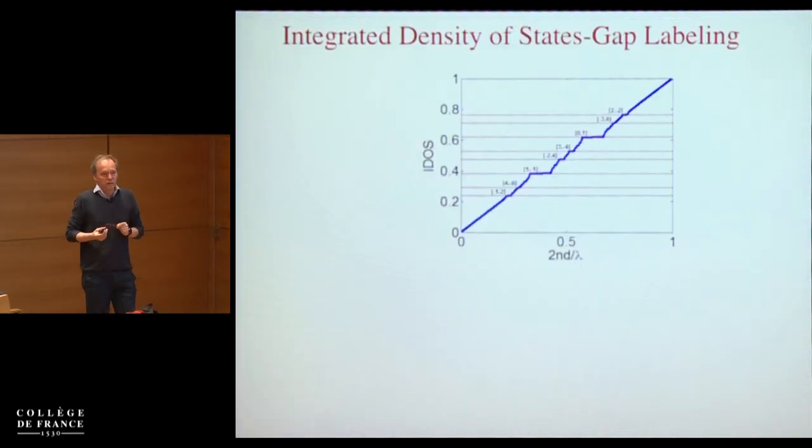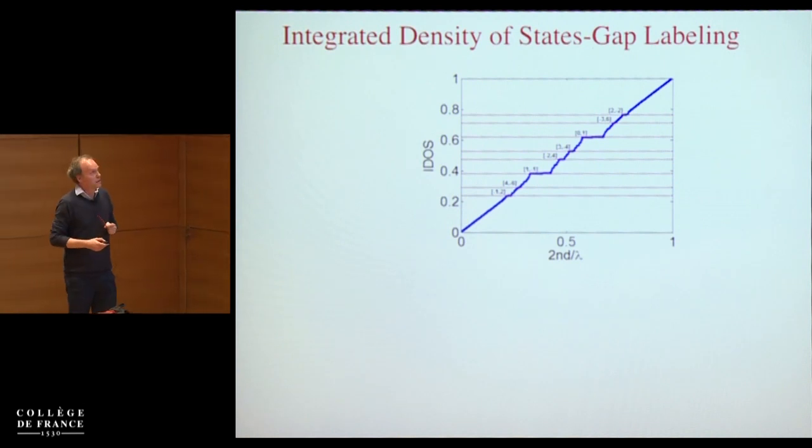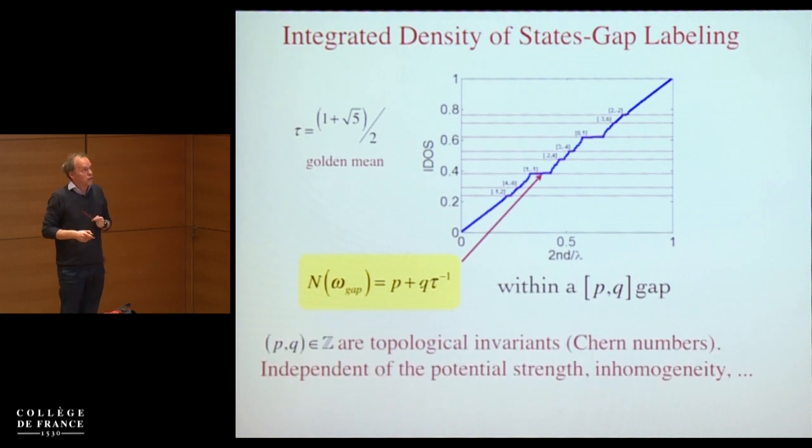And we said something else, which was also rather relevant. If we look at this devil's staircase, this integrated density of states, we could label the gaps, only the gaps here, using two integers. So we can say that the integrated density of states at an energy that is inside the gap can be written that way, where tau is the golden mean. And those two integers, p and q, are topologically invariant.